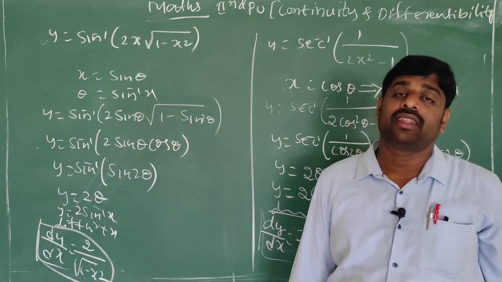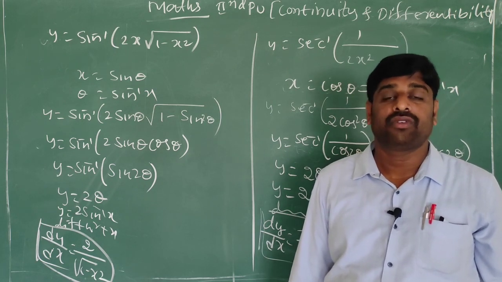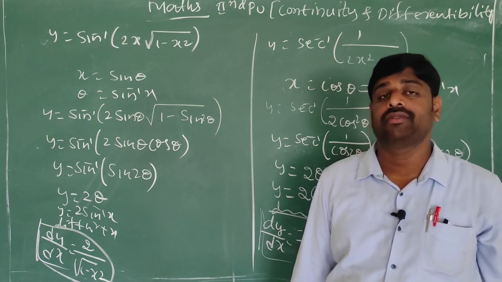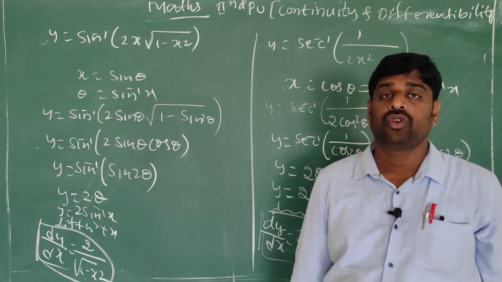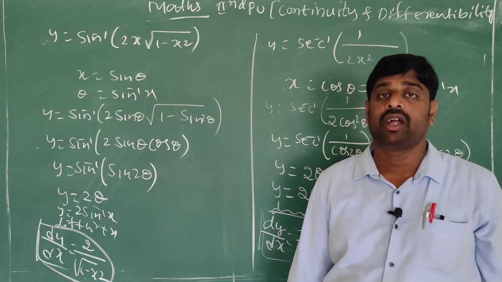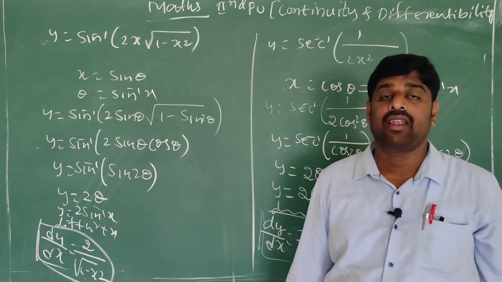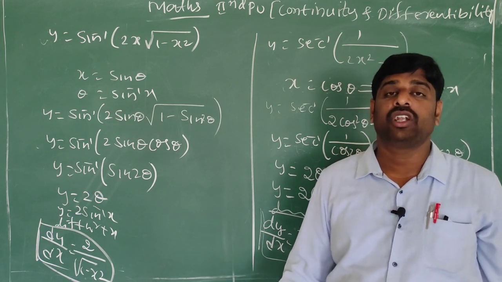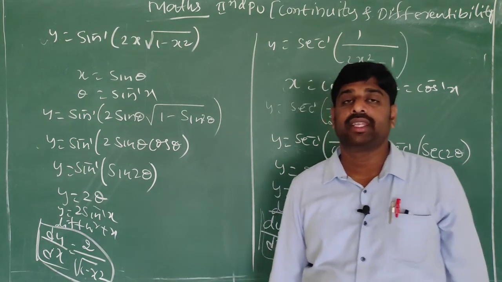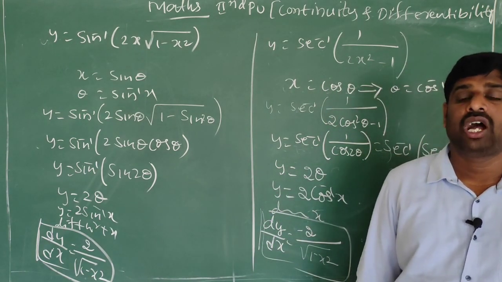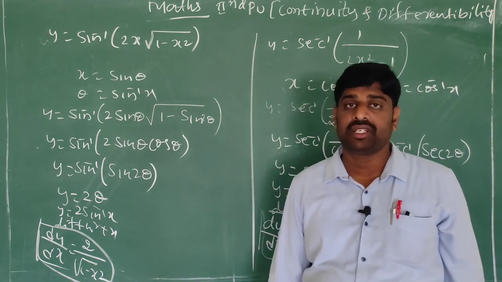In the last session and in this session we discussed the derivatives of implicit functions and derivatives of inverse trigonometric functions. So exercise 5.3 is closed. You have to practice this exercise one time and send it to me through WhatsApp. In the next session I will discuss exponential differentiation, that is exercise 5.4, and after that exercise 5.5 is logarithmic differentiation.